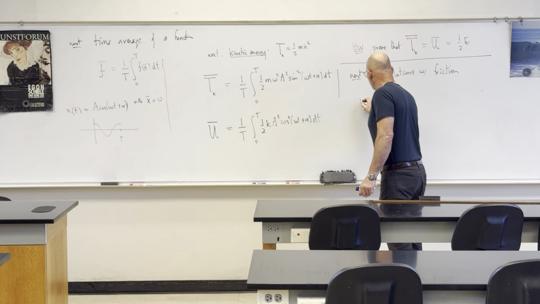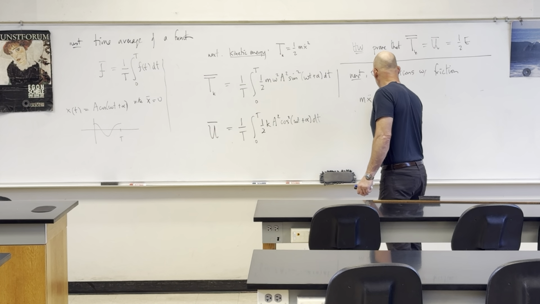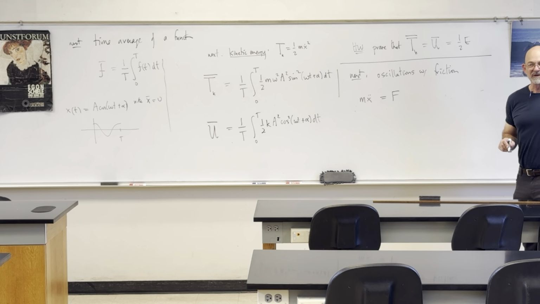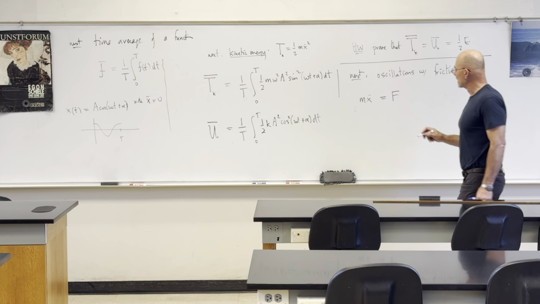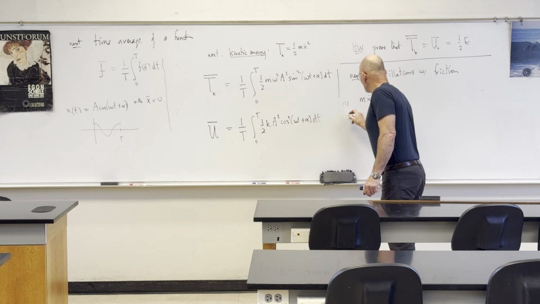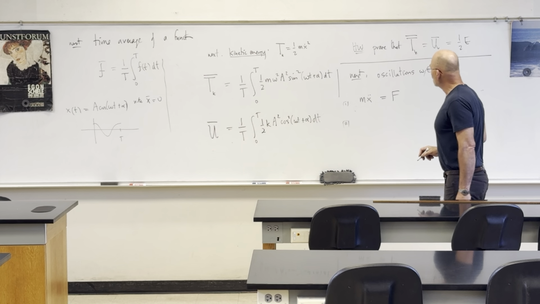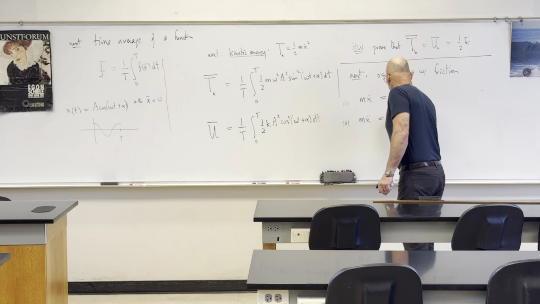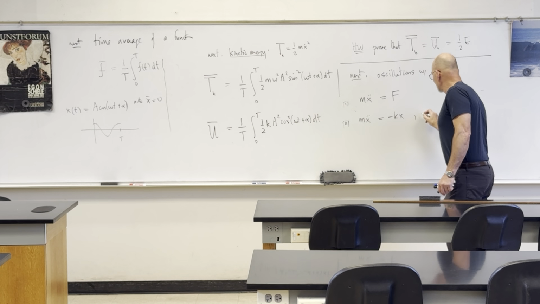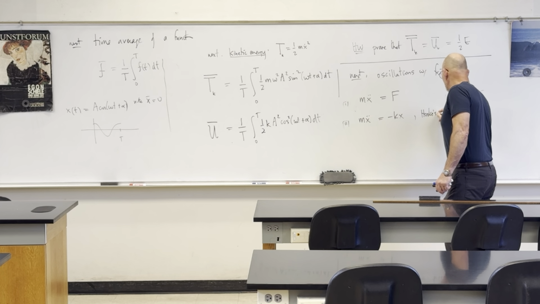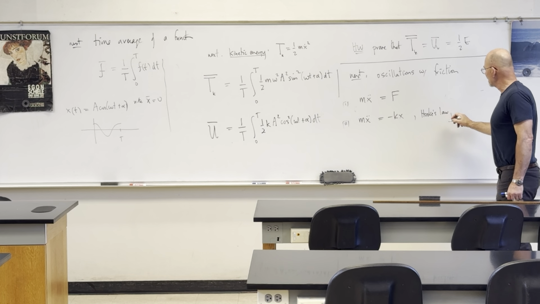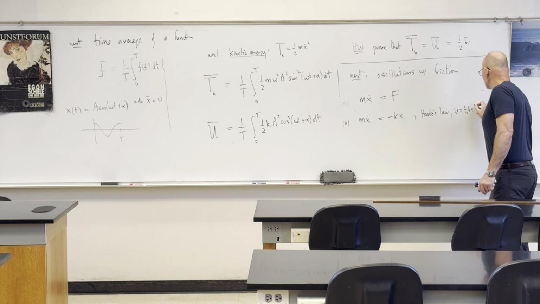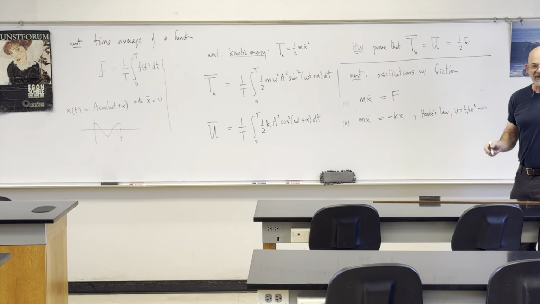We have m x second derivative is equal to F. That's the general one-dimensional Newton's law. Then for Hooke's law, we would say m x second derivative equals minus kx. We already know that U is equal to 1/2 kx squared, and that gave us the harmonic oscillations.